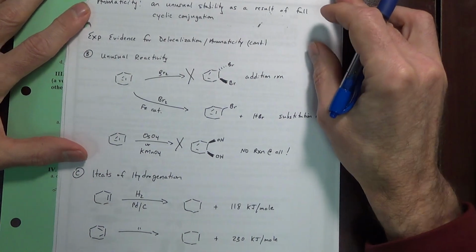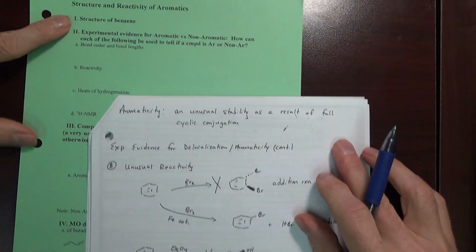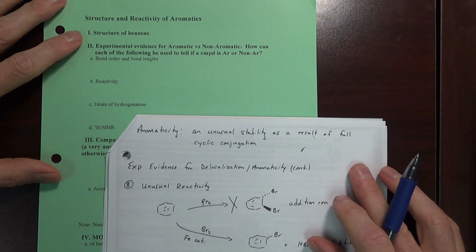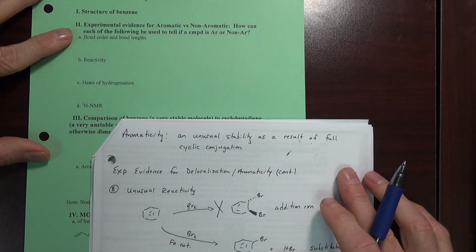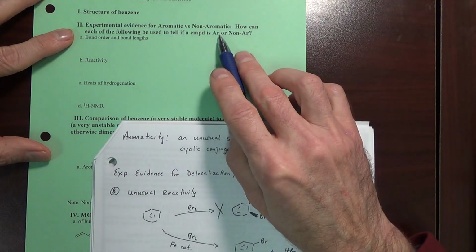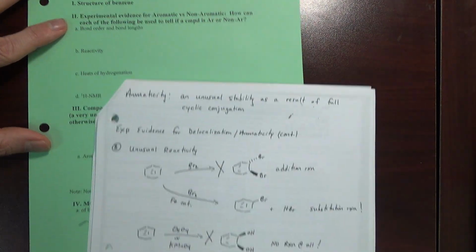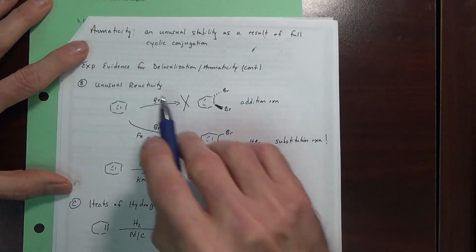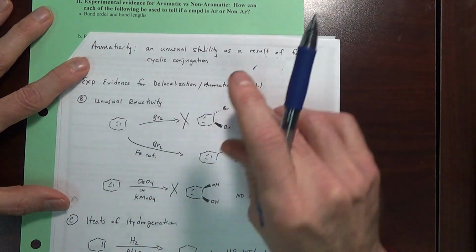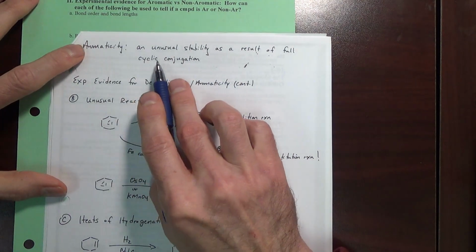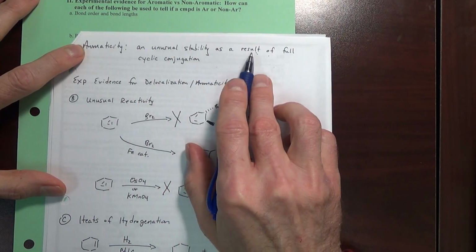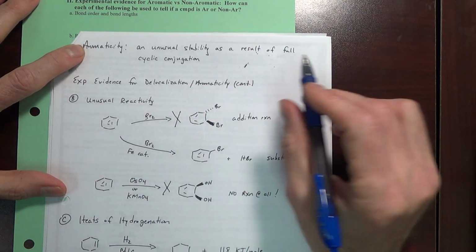So, structure of benzene. I think we just went over that some. All right. Roman numeral 2, experimental evidence for aromatic versus non-aromatic. First off, we need a definition of aromaticity, a new working definition. And we can say it is an unusual stability as a result of full cyclic conjugation.